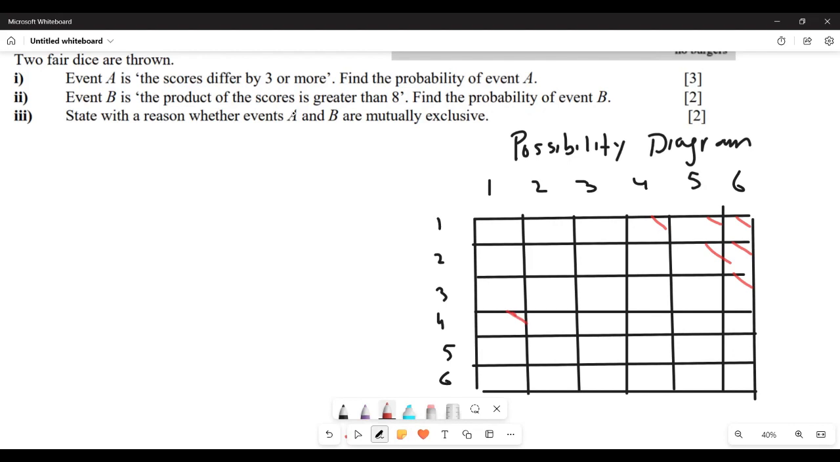Okay. 5 1 has a difference of 4, which is more than 3. 5 2 has a difference of 3. So not 5 3, not 5 4, not 5 5, and not 5 6. Okay. And 6 1 falls in the category. 6 2 does, 6 3 does, but not the remaining 3. Okay. So that is 1 2 3 4 5 6 7 8 9 10 11 12, 12 out of 36 cases. So the first probability is going to be 12 by 36, which is 1/3.